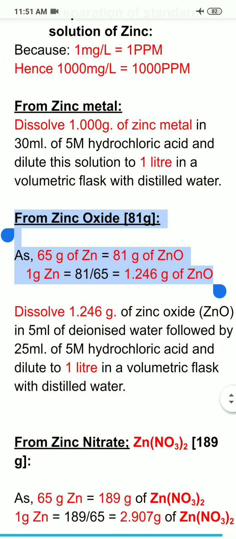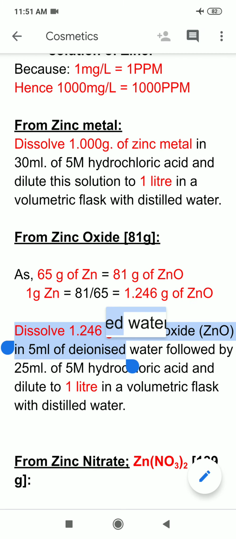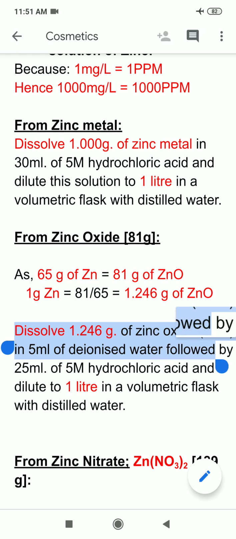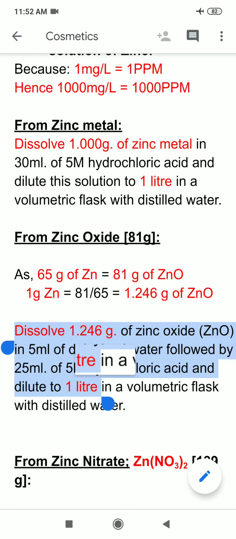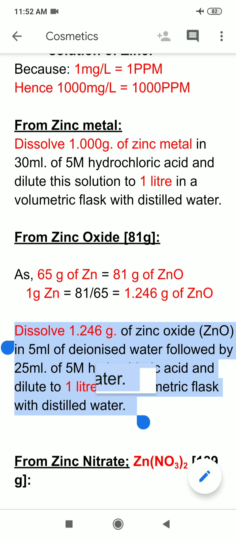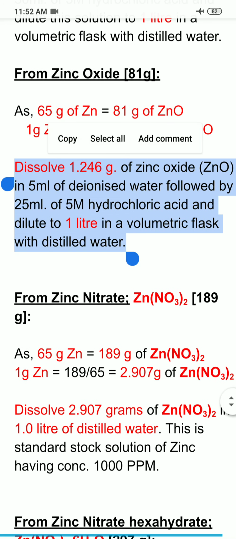So if I dissolve 1.246 grams of zinc oxide in 5 ml of deionized water followed by 25 ml of 5 molar hydrochloric acid, and dilute this solution to 1 liter in a volumetric flask so as to make the total volume equal to 1000 ml with distilled water, then the concentration of zinc in this solution will also be equal to 1000 ppm. So this is how you can prepare zinc oxide solution of 1000 ppm concentration.